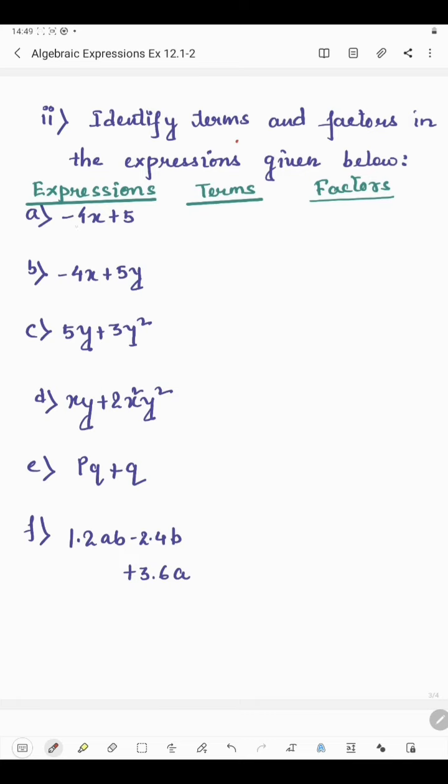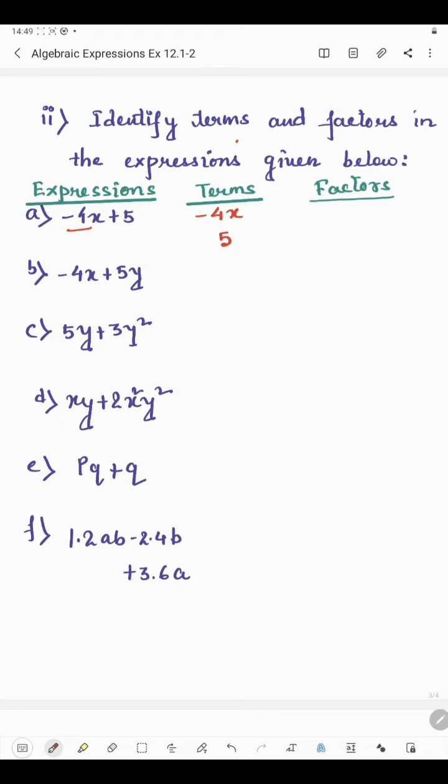So in the first part we have minus 4x plus 5, and as you know that plus and minus signs separate the terms, so here we have 2 terms. One is minus 4x and another is 5. Now we will have to write the factors. So to find the factors, we need to see by multiplying which numbers we have got this term.